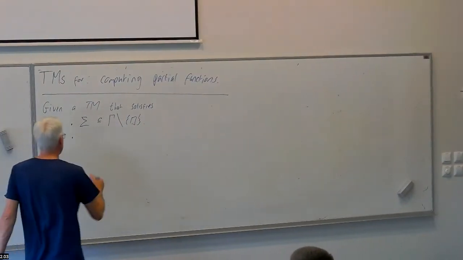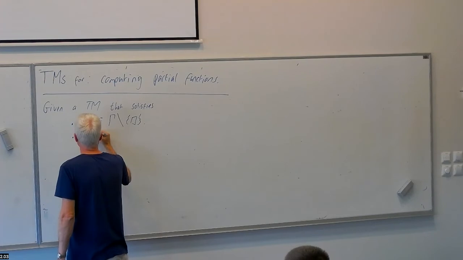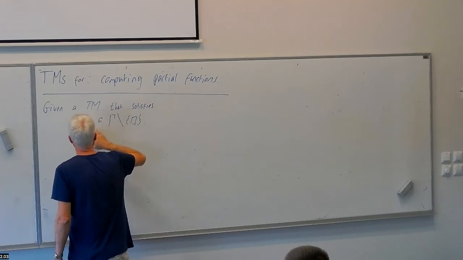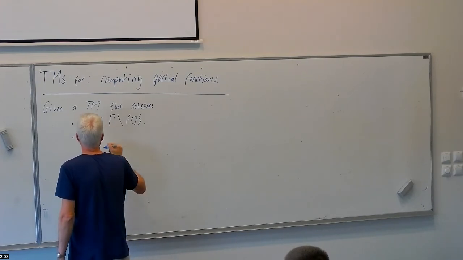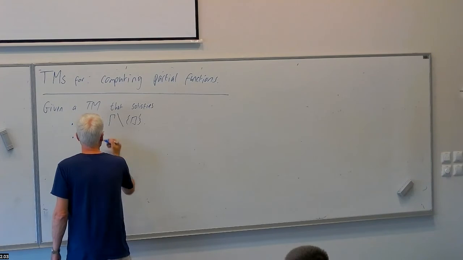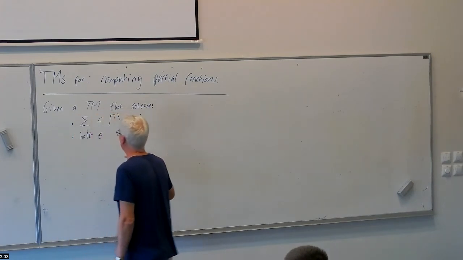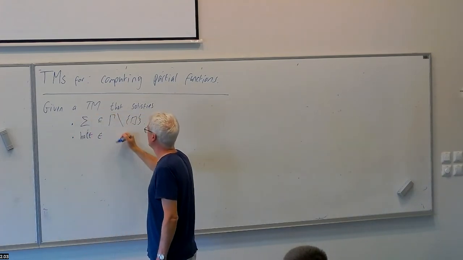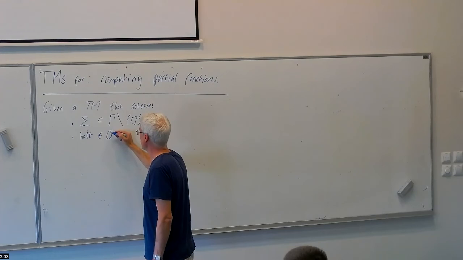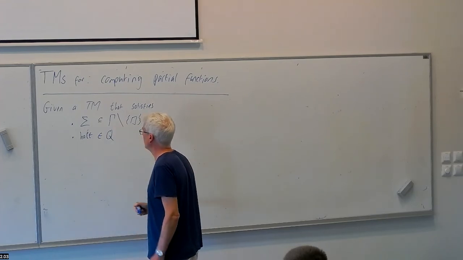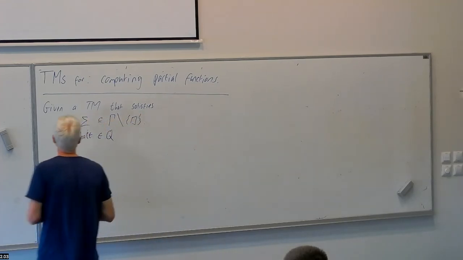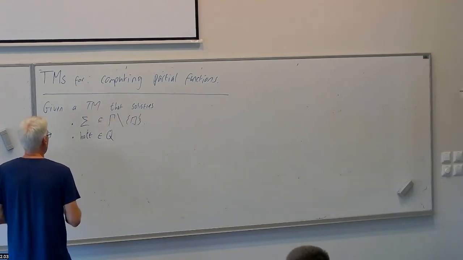So we have not just that the machine halts, but it requires a particular state that we use to signal that it's halted in the way we want it to halt. So we have a distinguished state, which we call halt, in the set of states.